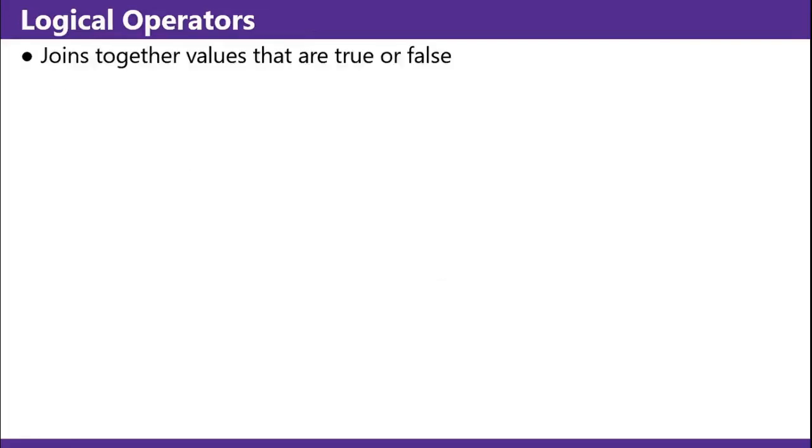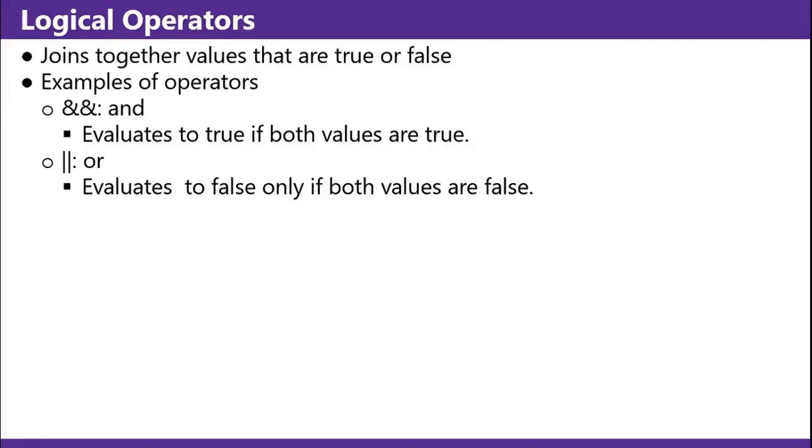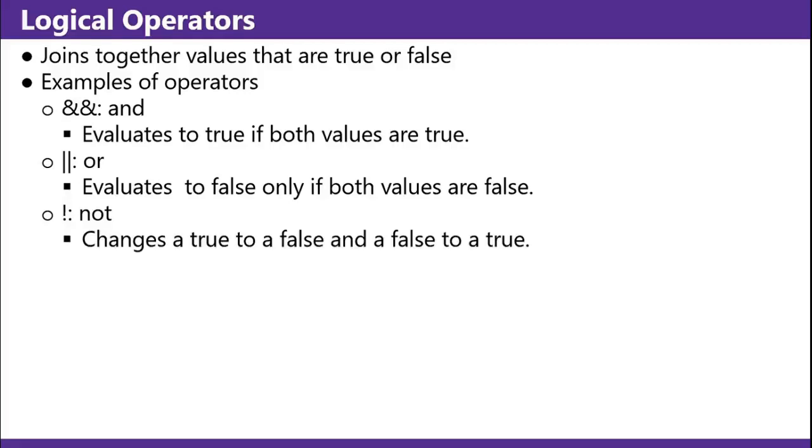Logical operators. Joins together values that are true or false. Examples of operators: ampersand, and, evaluates to true if both values are true. Double bar, or, evaluates to false only if both values are false. Bang, or exclamation point, not. Changes a true to a false and a false to a true.